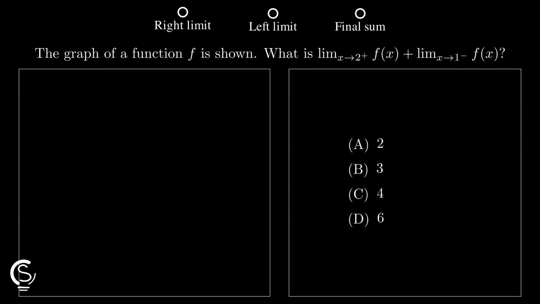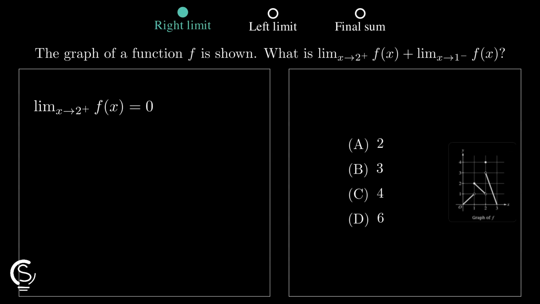First, look at the graph as x approaches 2 from the right side. The curve ends at an open circle at y equals 0, so the right-hand limit is 0.